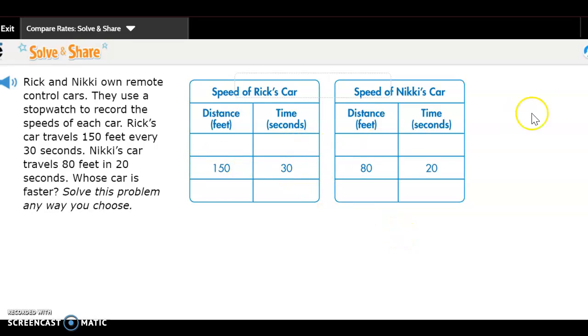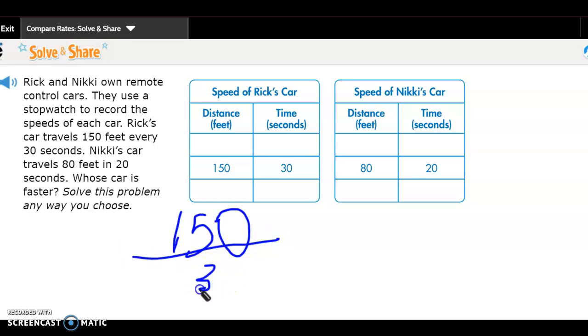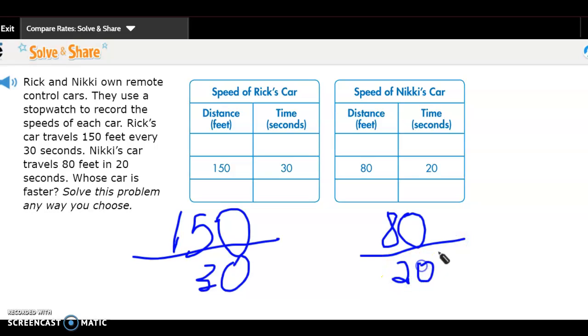So we're trying to compare two fractions, or two ratios basically. This rate is 150 feet for 30 seconds. Sorry, I look like I'm writing like a 3-year-old. And this is 80 feet in every 20 seconds. So I need to figure out whose car goes faster.